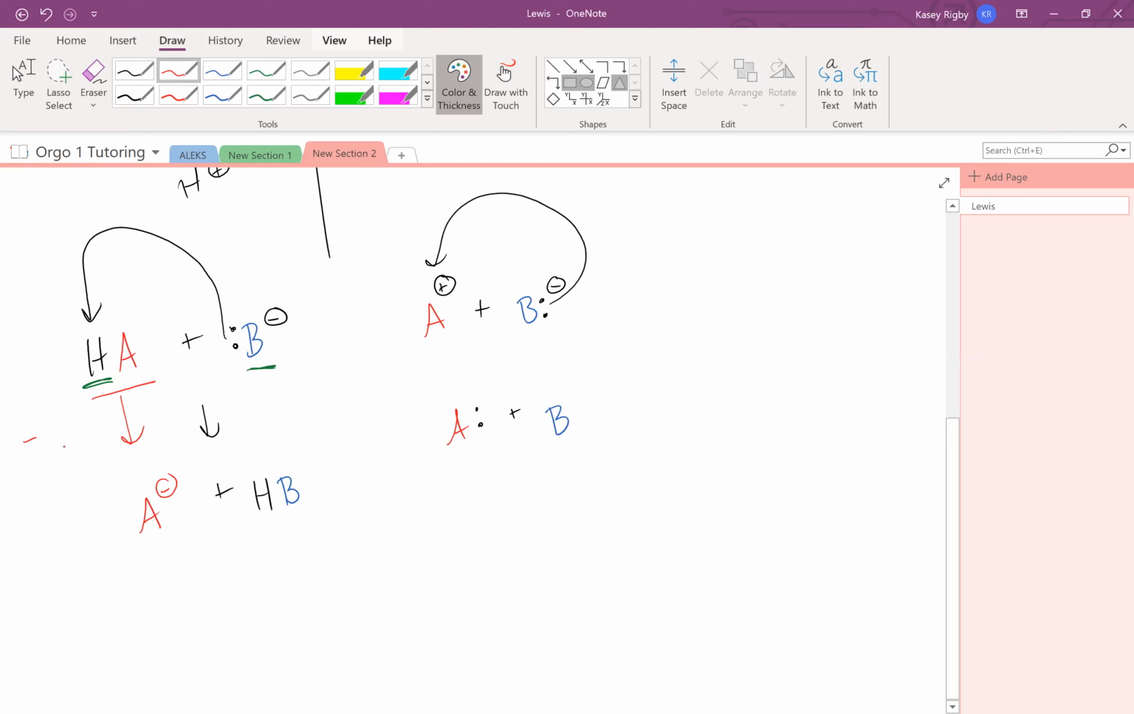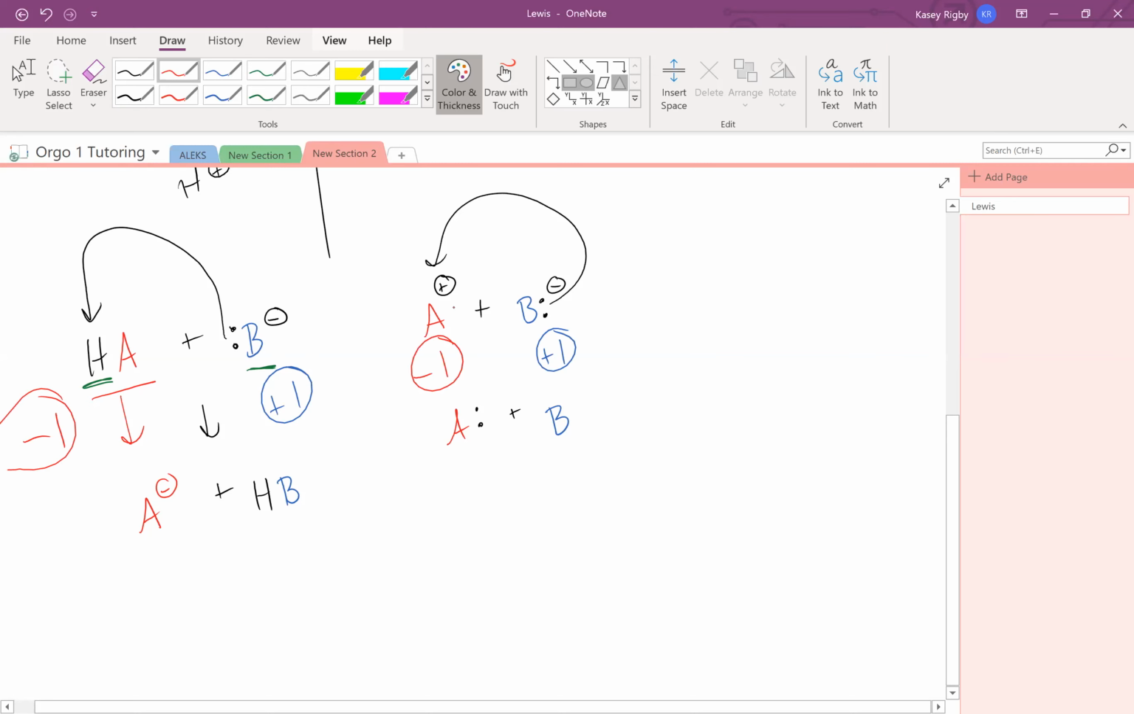So it lost a charge, so -1. The base went from negatively charged to neutrally charged, so it gained a charge, so +1. If we look here, the same thing happened. This one went from negative to neutral, so it gained 1 charge. This one went from positive to neutral, so it lost 1 charge.